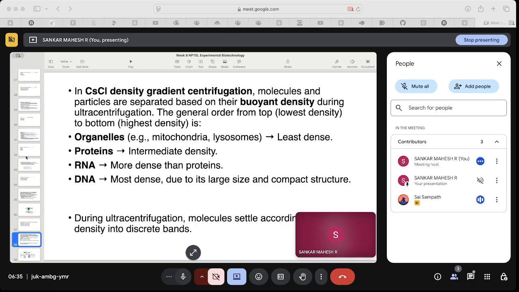Sir, can we separate all the DNA, RNA, protein, organelles at a time by using CsCl? Yeah, you can. So have you studied about this, I think it's called the Meselson-Stahl experiment, where ammonium chloride and its isotope was used to identify how semi-conservative replication happened. Do you remember that? No.